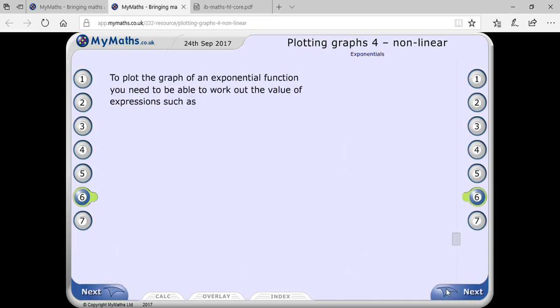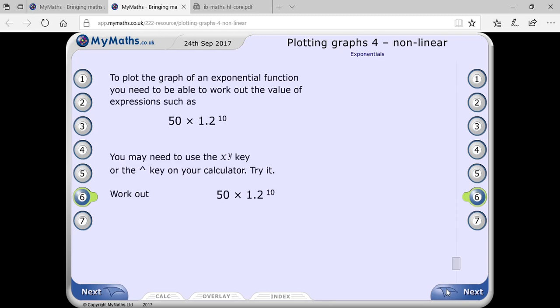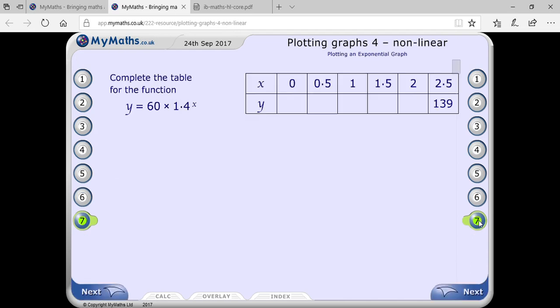So to plot the graph of an exponential function, you need to be able to work out the values of expressions such as 50 times 1.2 to the power 10. Without a calculator, it is not possible to get the values. So you will get 309.58, and you have to mention all the values, and then you will get your graph.